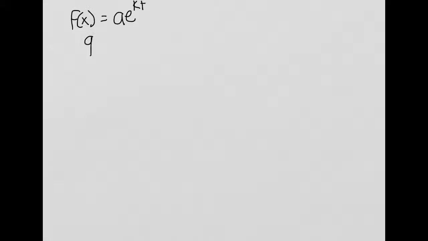And for exponential decay, we're looking at f of x equals ae to the power of negative kt. Remember that k is a constant, t is time, and the problem will give you time. And then you're looking at e, which is a constant as well, right?